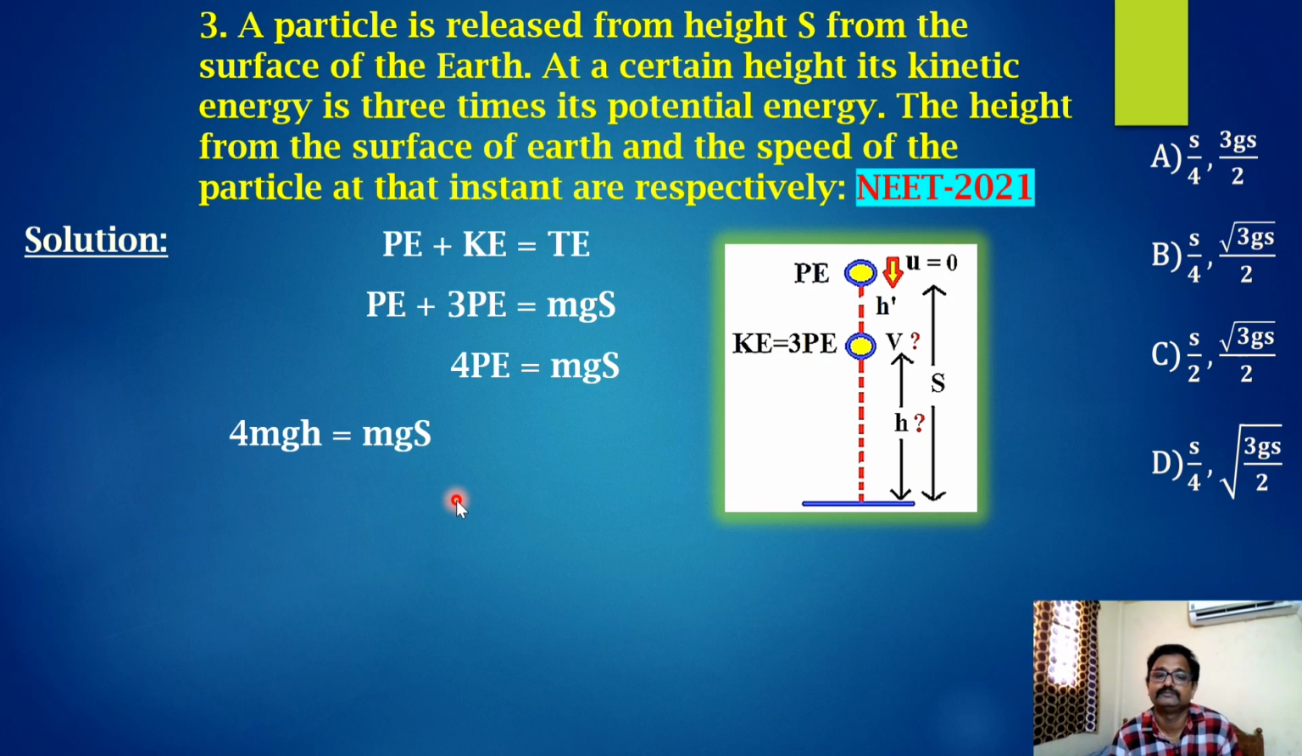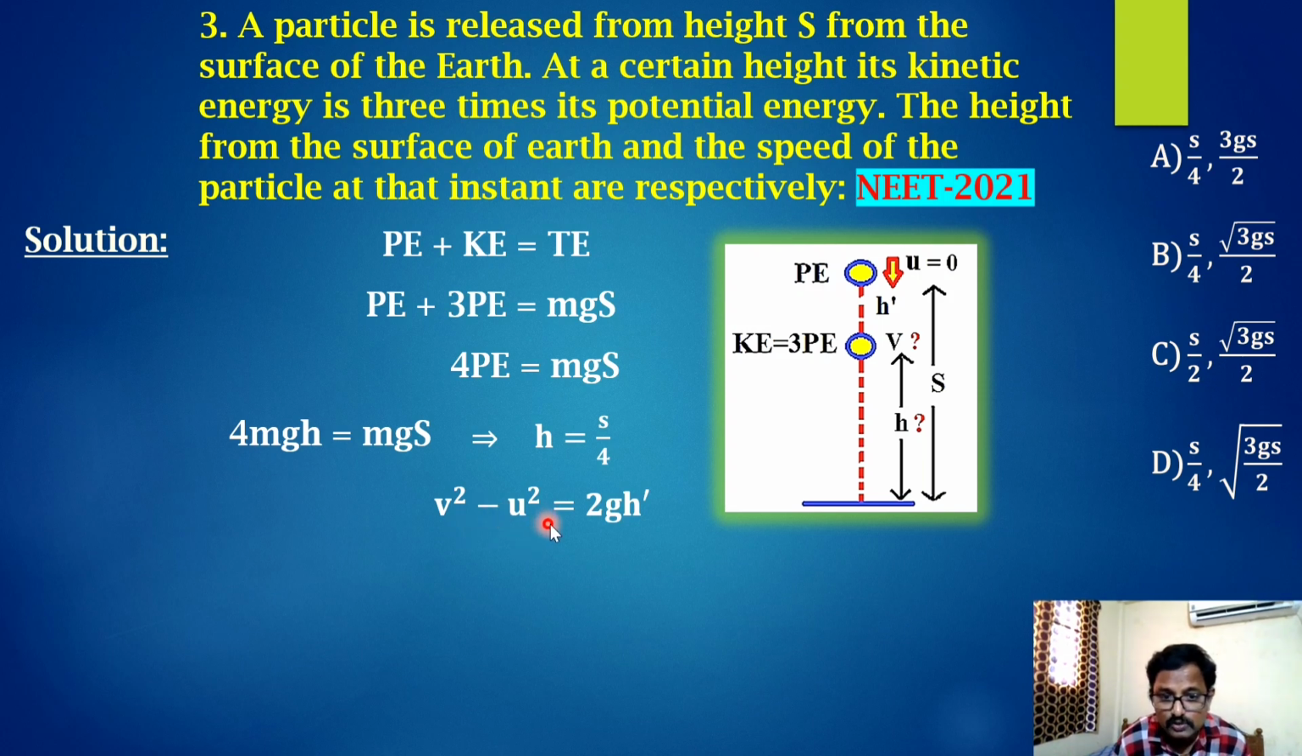Here PE means mgh. So 4 mgh is equal to mgs. That implies h is equal to s by 4. So we got this height from the ground at which K equals 3 PE. So we got height h is equal to s by 4. Now we have to calculate this v at which K equals 3 PE.